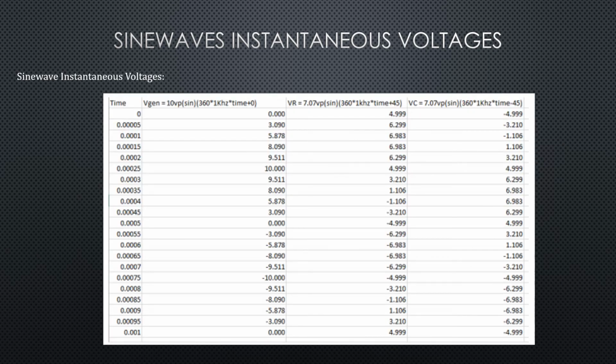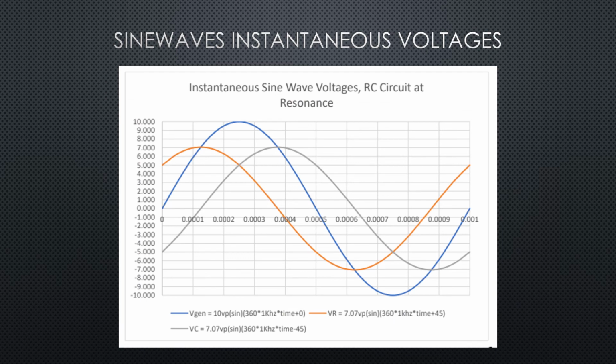So here's an Excel spreadsheet where I've got the Vgen, the VR, and the VC as we defined in the previous slide, and time t in increments, and you can see each instantaneous voltage at those increments of time. And here are the waveforms graphed also in Excel, and you can see how they relate to each other instantaneously.